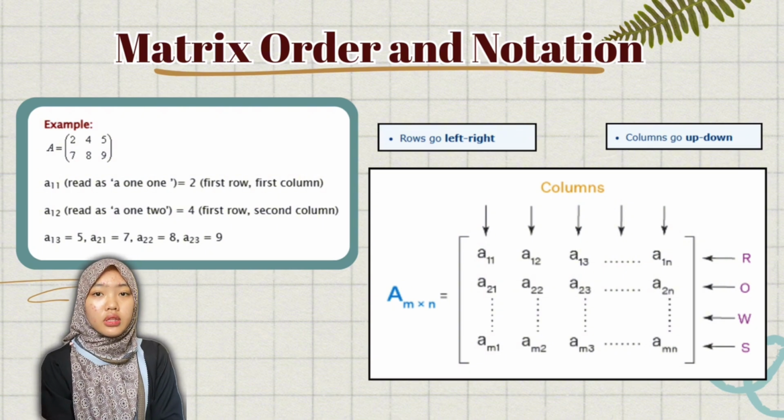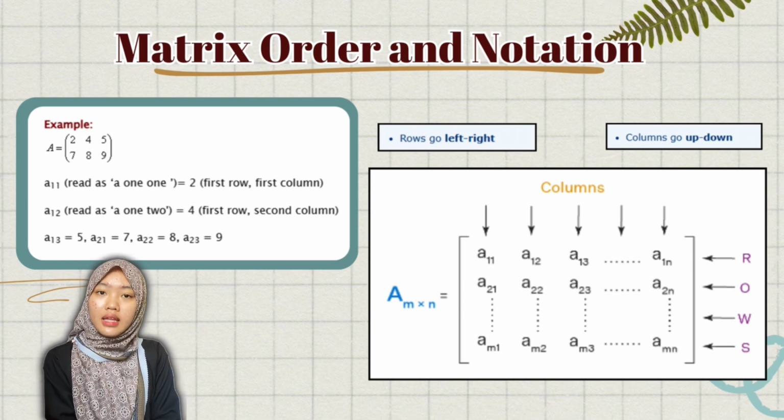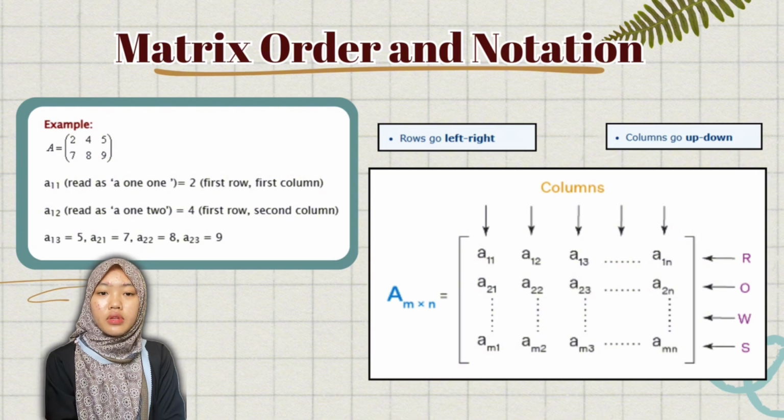Also, it is important for us to know the order of a matrix because the multiplication of the order, M times N, gives the number of elements of the matrix.